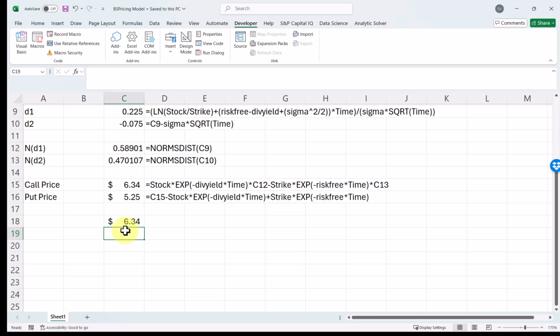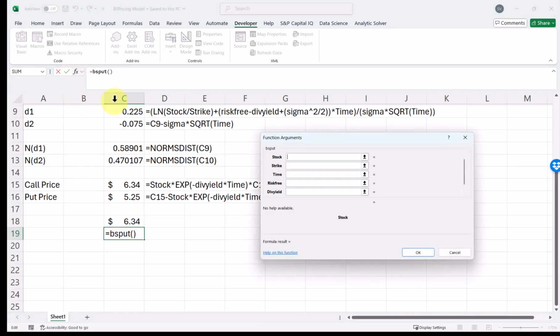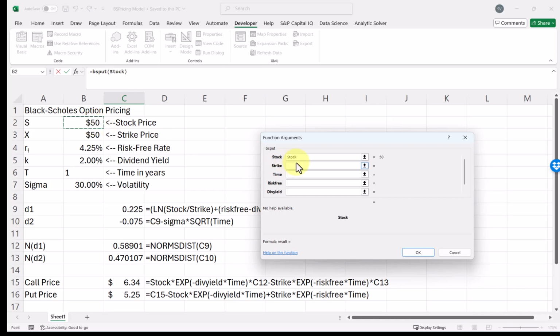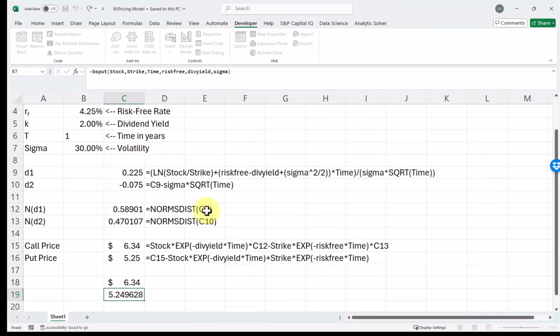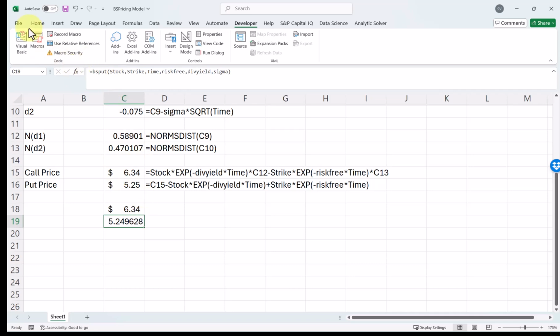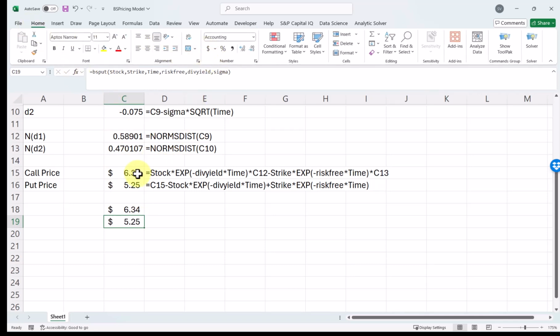Minimize that. Now I'm going to calculate my put value. I'm going to put in equals BS put. Select my insert function button. My stock price is 50. My strike price is 50. My time is 1 year. My risk-free rate is 4.25%. My dividend yield is the 2% here. And then I'm going to go over to the right side and scroll down, select my sigma, and I get a value of $5.25, which matches the value that we have here. So everything matches up here.